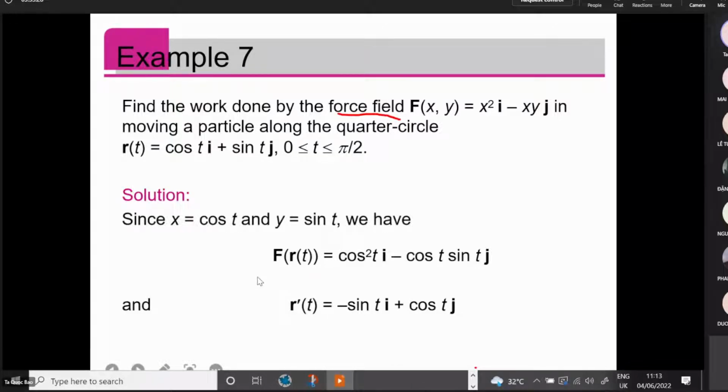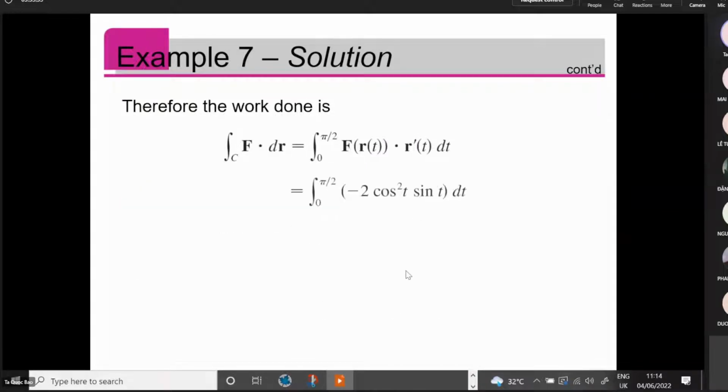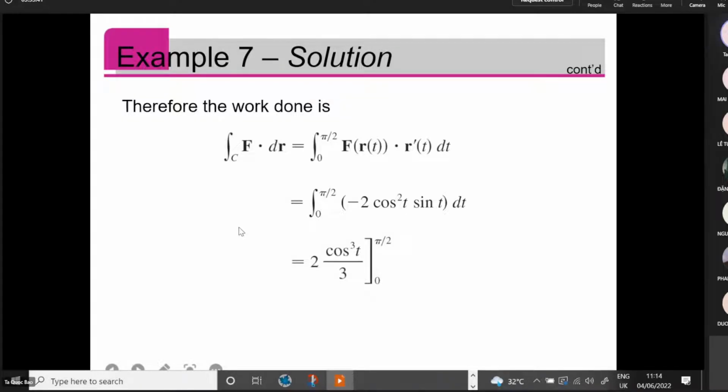Remember dot product. Còn nhớ cách tính dot products không? Cross product and dot products. Nhớ hai cái đó nha. Okay, then we get these results. So now this is very easy to calculate. It's minus 2 over 3.